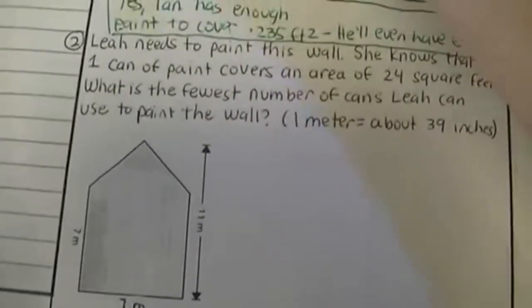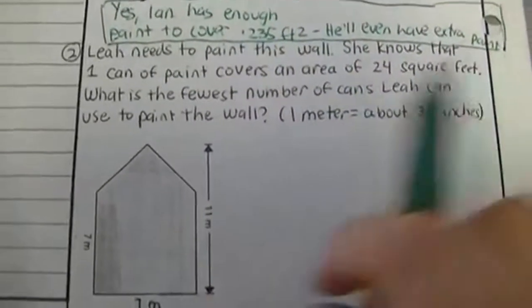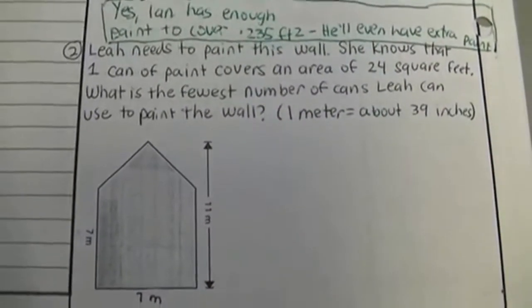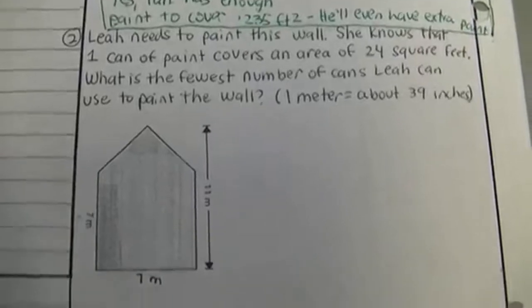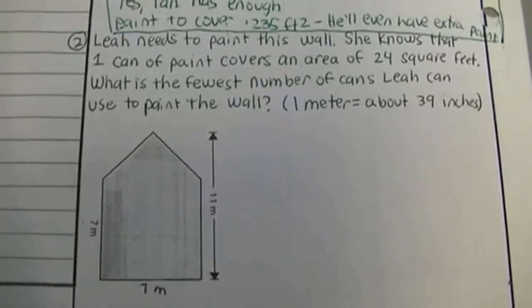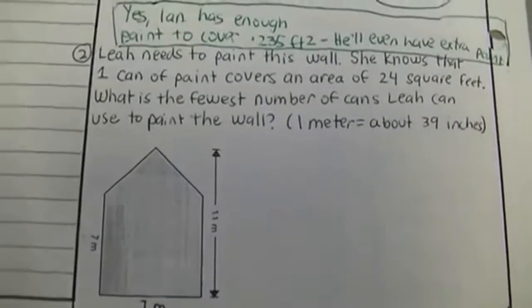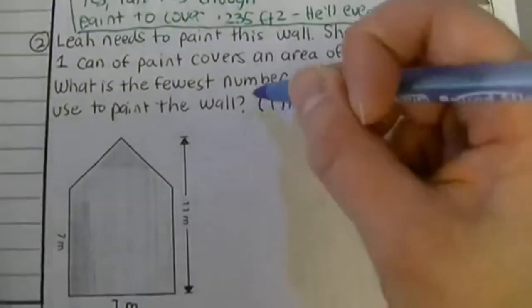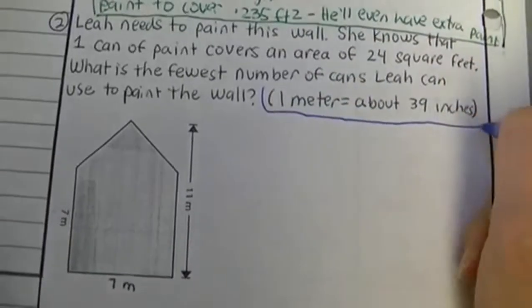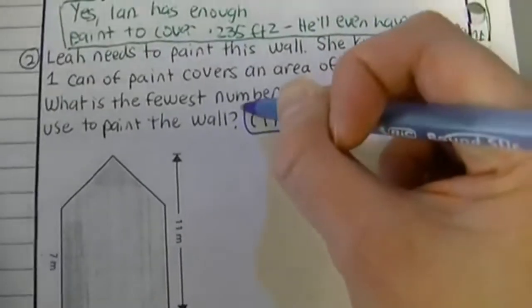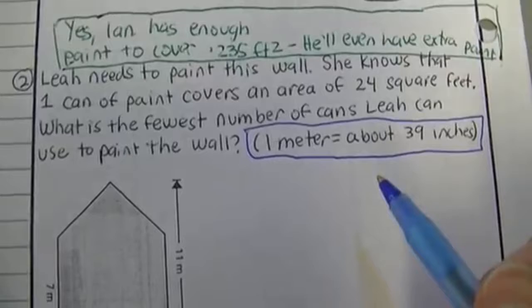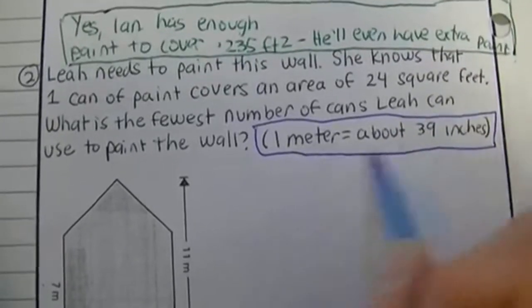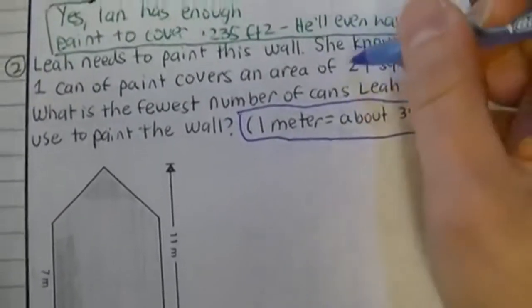Okay. Next question. Leah needs to paint this wall. She knows that 1 can of paint covers an area of 24 square feet. What's the fewest number of cans Leah can use to paint the wall? And it gives us the hint that 1 meter is about 39 inches. So they're giving us a hint, meaning there's probably going to be some conversions here. Oftentimes in assessments, they're not going to give you a hint unless you're going to be using it.